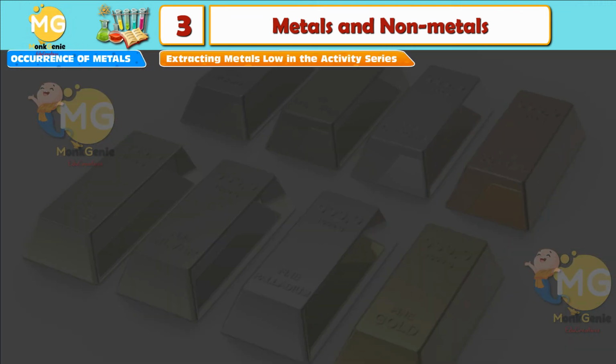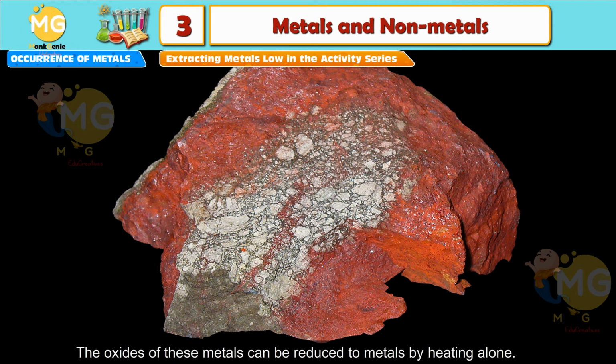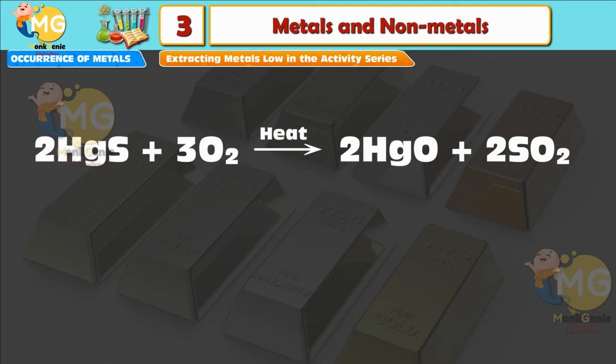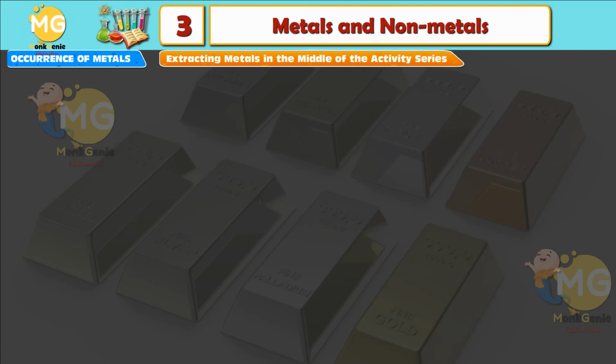Extracting metals low in the activity series. Metals low in the activity series are very unreactive. The oxides of these metals can be reduced to metals by heating alone. For example, cinnabar, HgS, is an ore of mercury. 2HgS + 3O2 → (heat) 2HgO + 2SO2. 2HgO → (heat) 2Hg + O2.